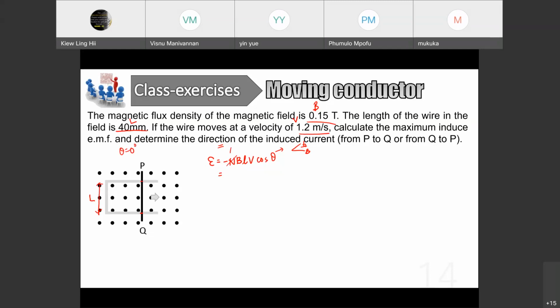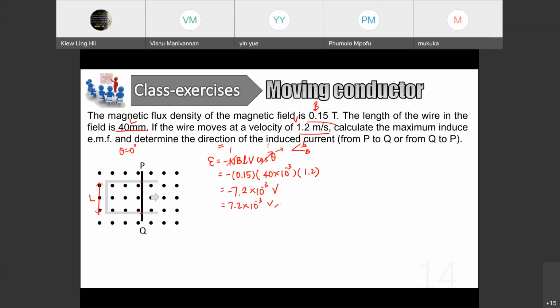So magnetic field 0.15, length 40 millimeter times 10 to the power of -3, velocity 1.2, and this is also equal to 1. So 7.2 times 10 to the power of -3. The unit for EMF is volts. Since the negative sign only shows the direction, you can actually ignore it.